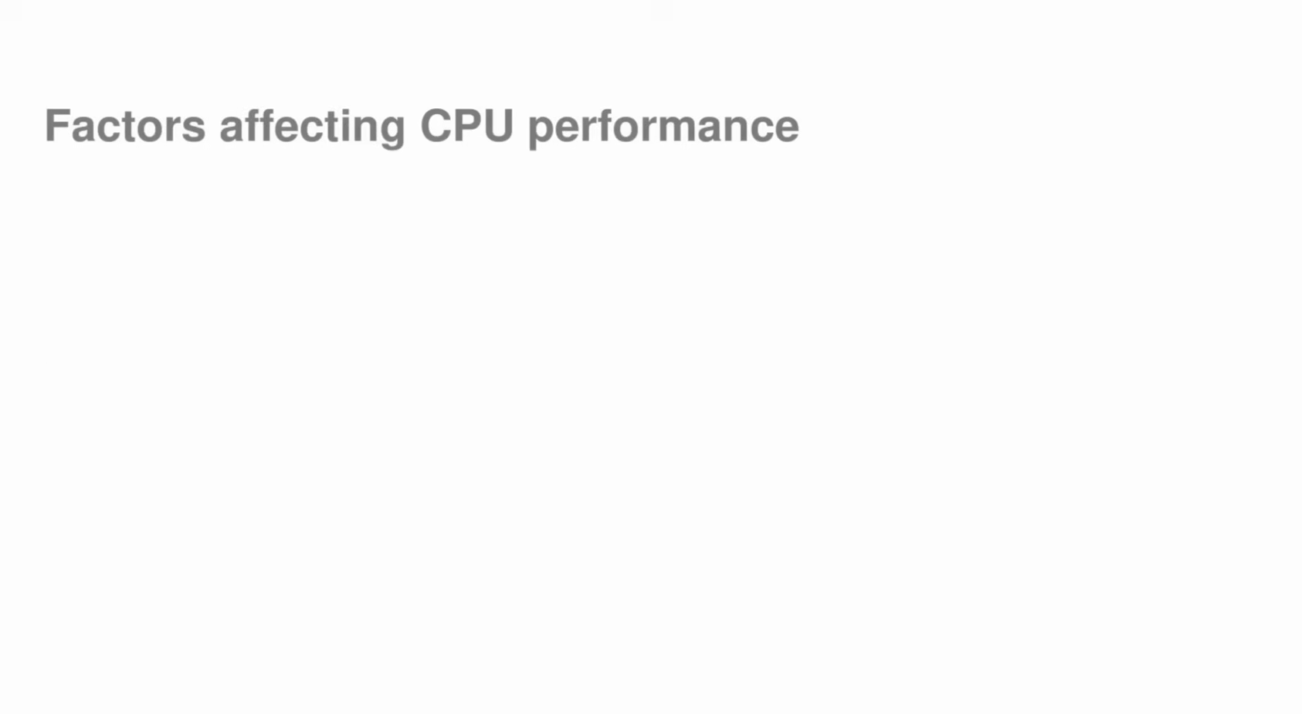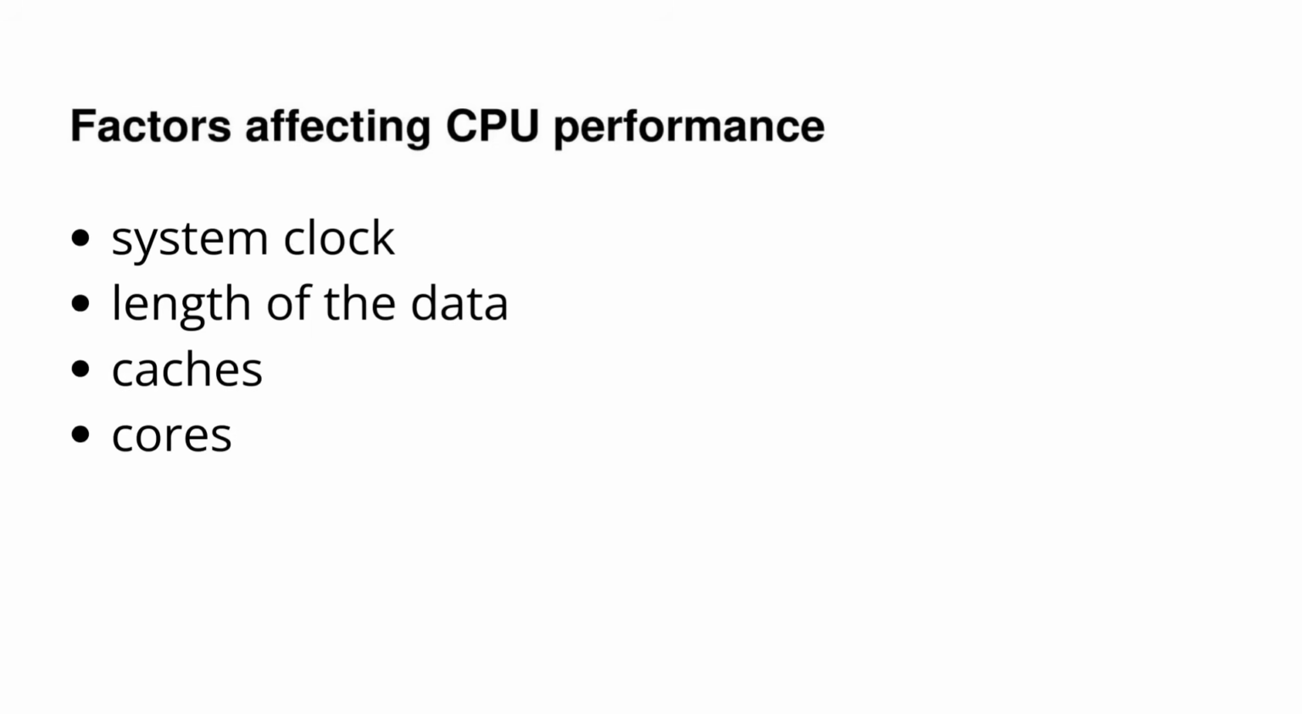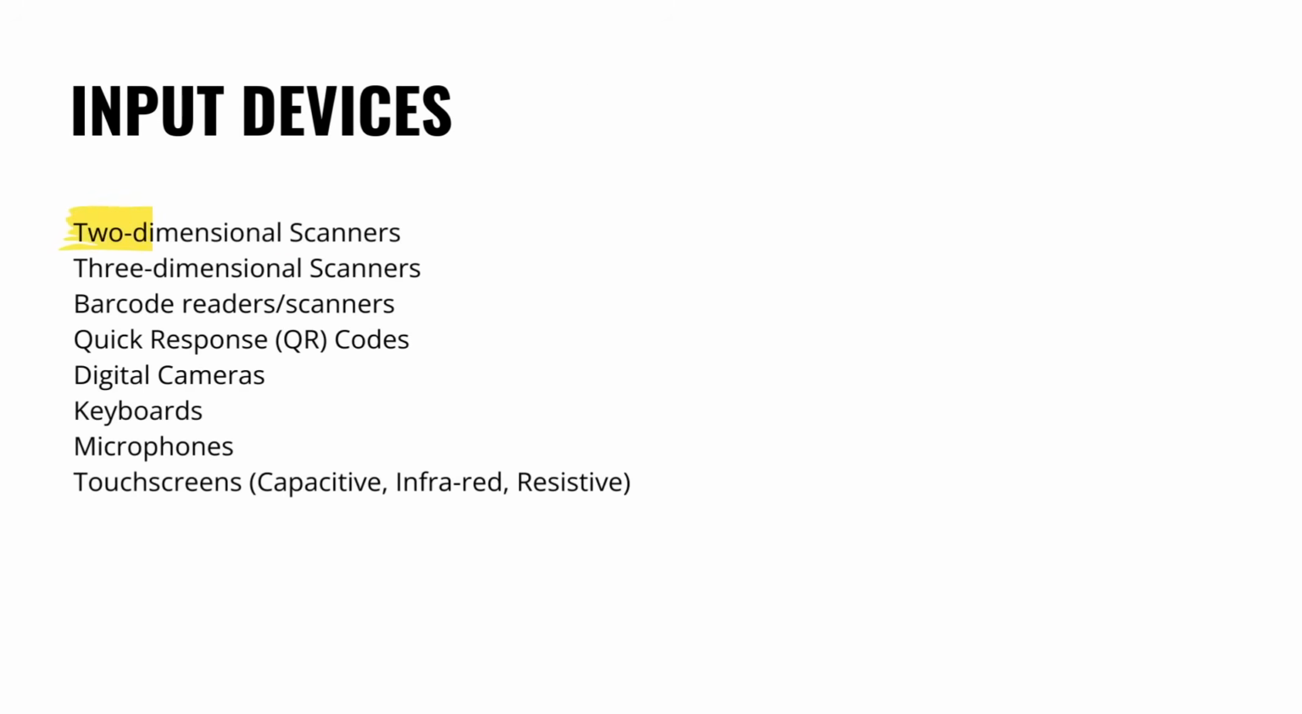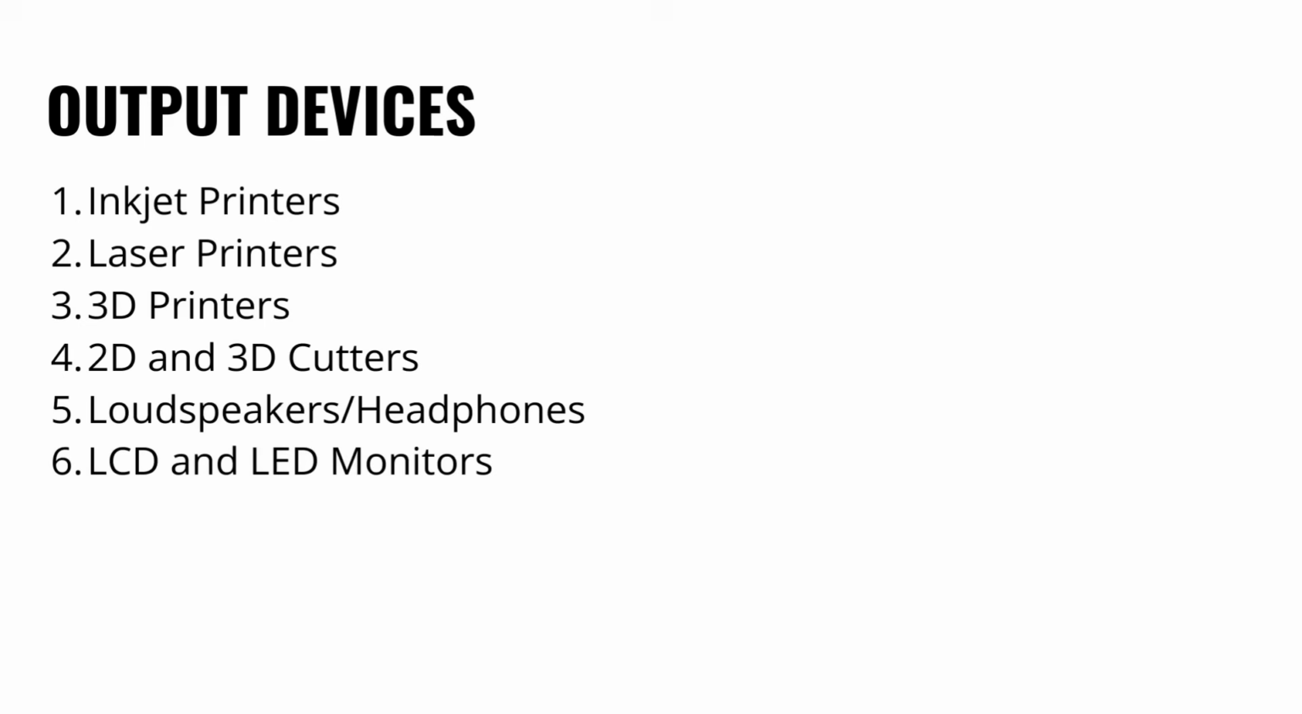The factors that determine the performance of the CPU are the system clock, length of the data buses, cache, and the cores. Let's now talk about input and output devices. Since this is a summary, I will only be naming the devices you need to know rather than the properties that you also need to know. Under input devices, we have 2D scanners, 3D scanners, barcode readers, QR codes, digital cameras, keyboards, microphones, and touchscreens. Within touchscreens, we have capacitive, infrared, and resistive.